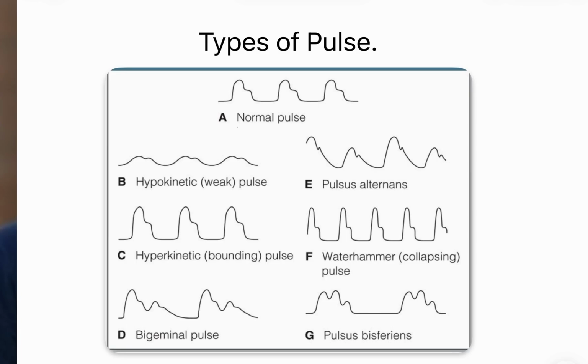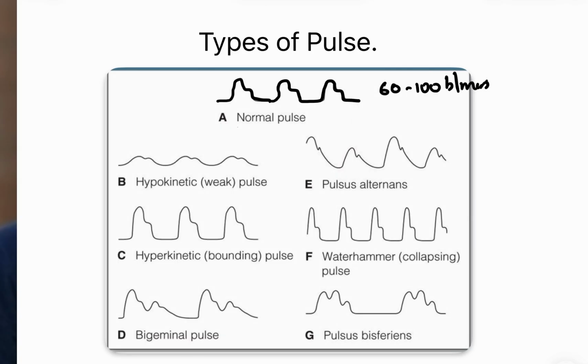Today we are going to see the different types of pulses and in which disease conditions each pulse is seen. Okay, the first graph in here shows the normal pulse. The normal pulse rate of a human body is 60 to 100 beats per minute, and it can be shown in a graphical representation like this. This will be a normal pulse rate.